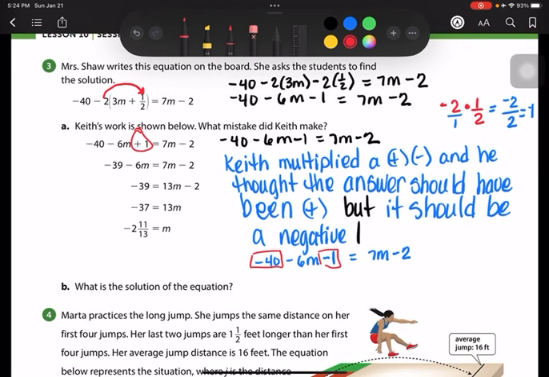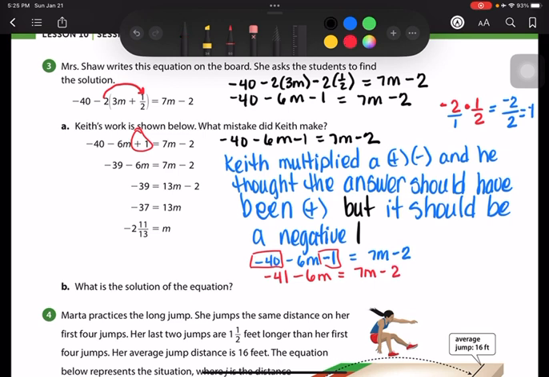If they have the same sign, add them and keep the sign the same. So it gives me negative 41 minus 6m equals 7m minus 2. Now we want to combine our like terms.